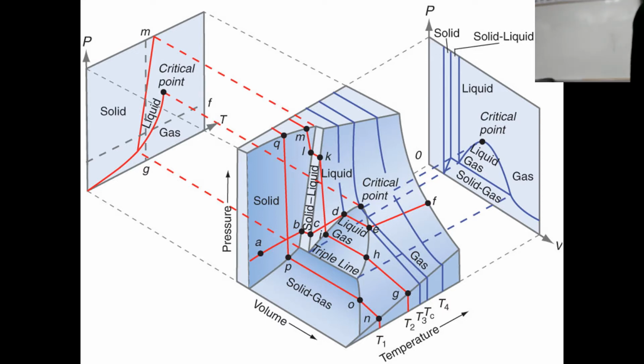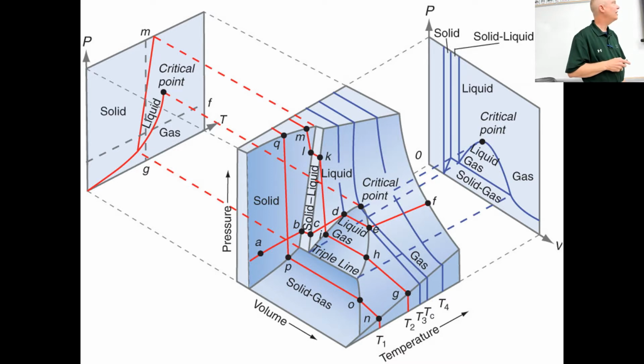Okay, let's do one more isotherm and then we'll call it quits. Okay, let's do a couple of isotherms. Let's go up here. So Chamari, what's going on at G? Same temperature, but volume increases. What phase are we in at G? Yes, it's gas. That's right.